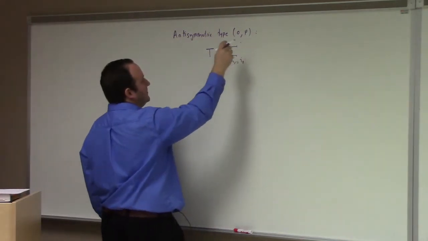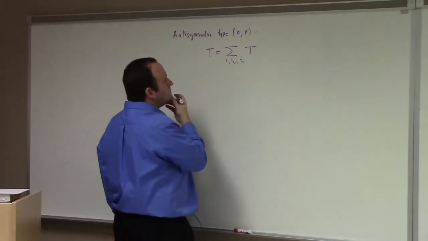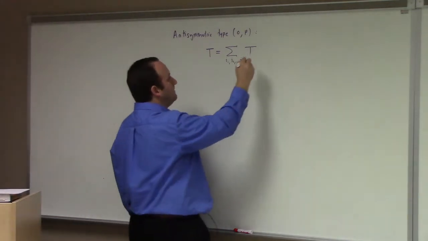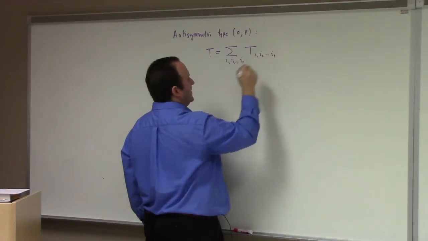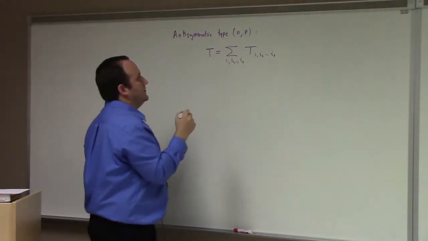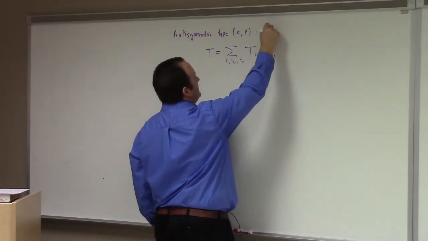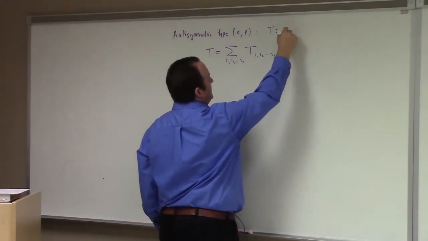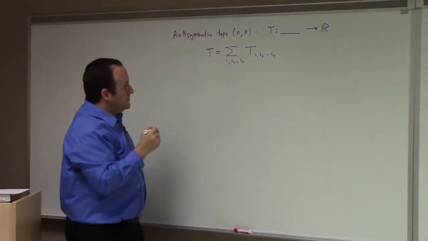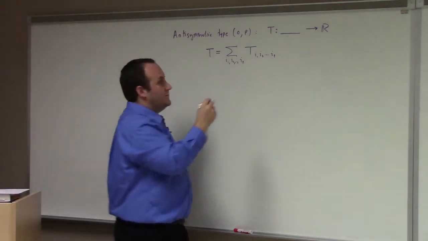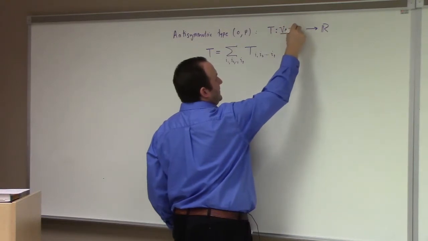I'm trying to remember, what are the indices on the component? Are they up or down for this one? They're down? Okay. On the components, and then, so this was actually a map from what? What kind of tensor was this? From blank to the reals. What was fill in the blank there? What was it? V cross V cross V cross V. Is that right? Okay.